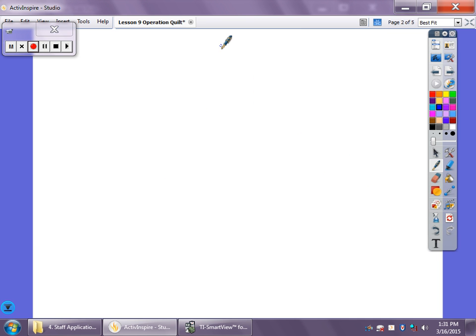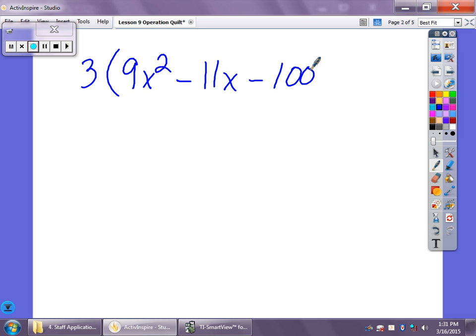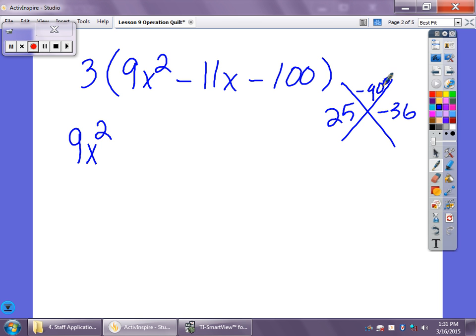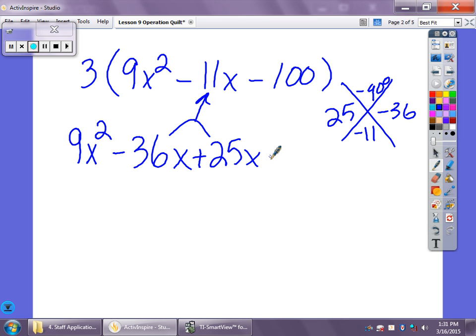Okay, so I have 3, and I had the 9x squared minus 11x minus 100. And when I factored it out, I'm going to ignore this 3 for right now. I have 9x squared, and my two factors were 25 and negative 36. Which one matches better with 9? The negative 36. So I'm going to write that first, followed by the 25x. Know that these two make my negative 11x minus 100. What do I do next?